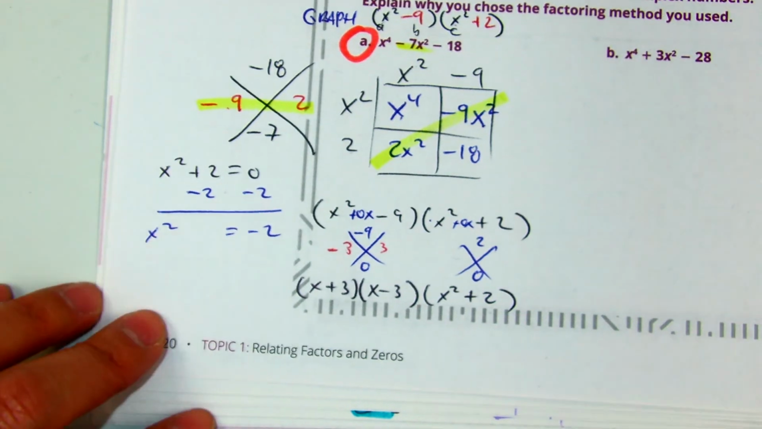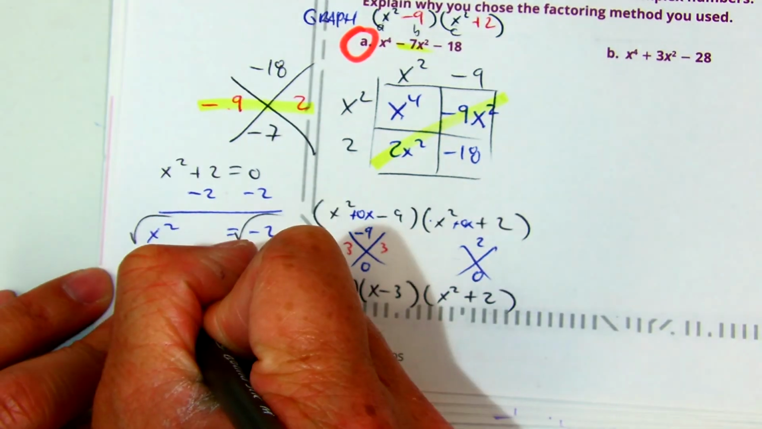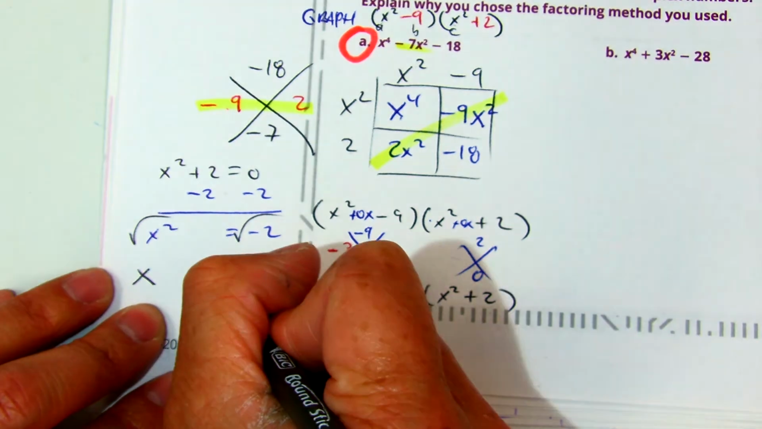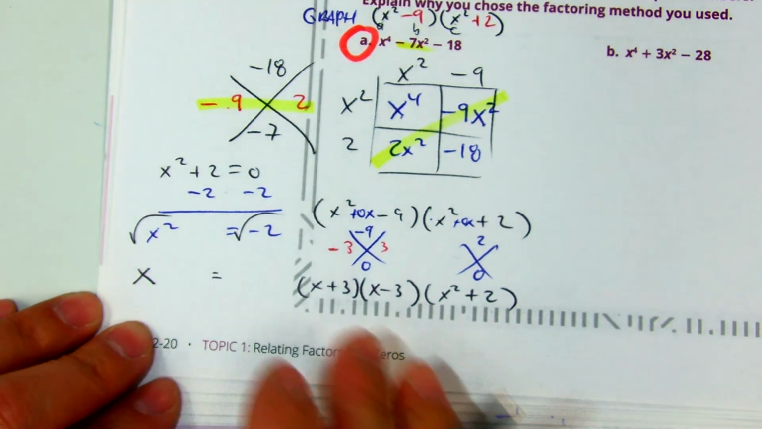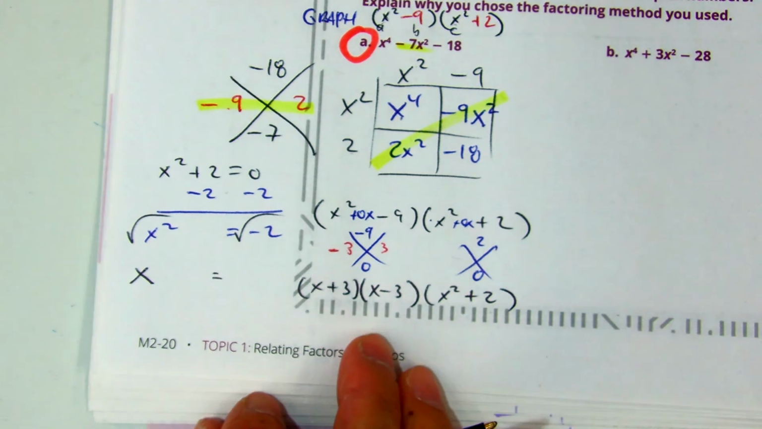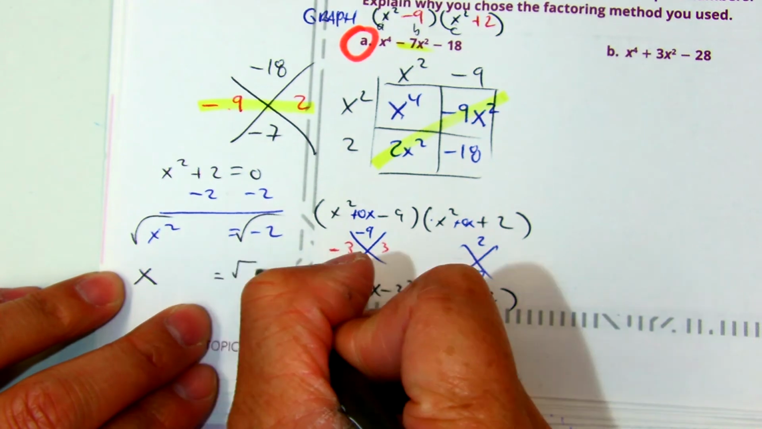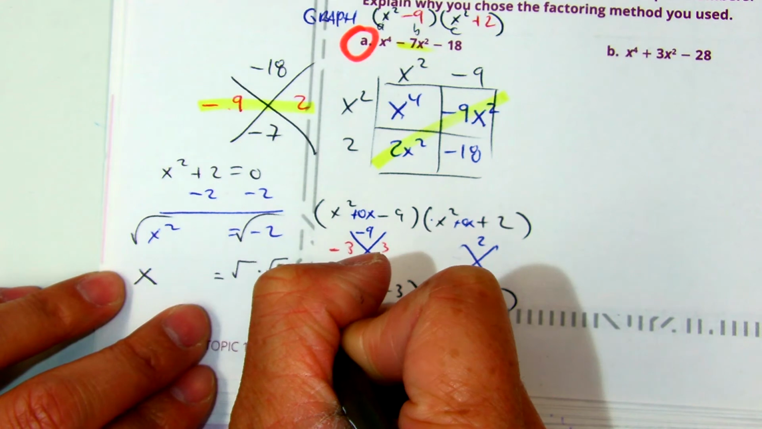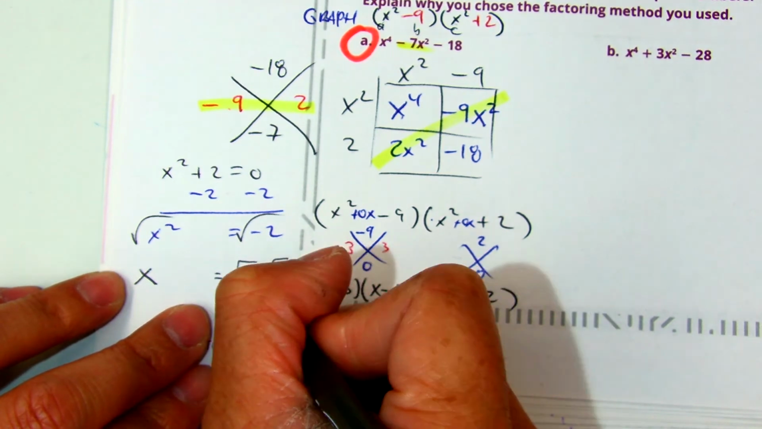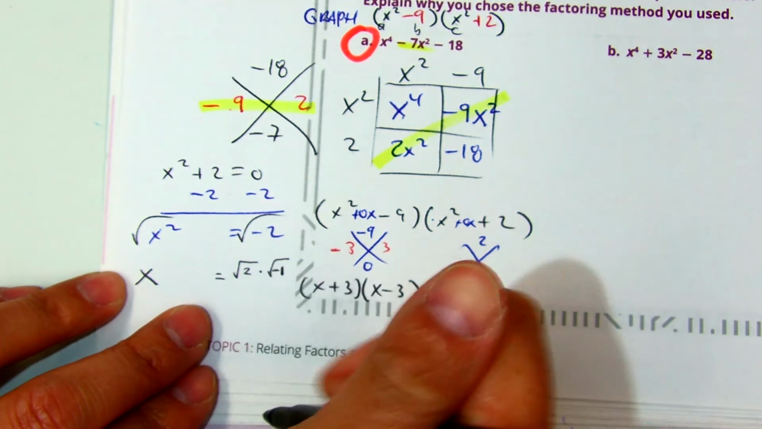Jeremy, how do you get rid of the power of 2? Square root. Alright, dangerous territory. Let's see what you got. What do we got as our answer? 2. What are the factors of negative 2? Negative 2 and 1. 2 and negative 1. And what is the square root of negative 1?